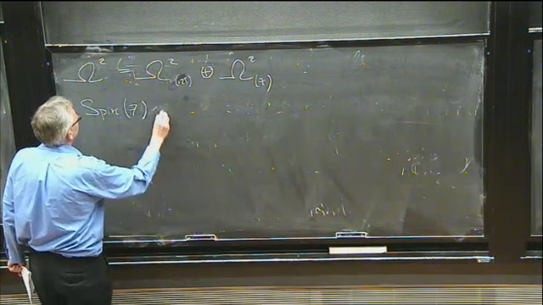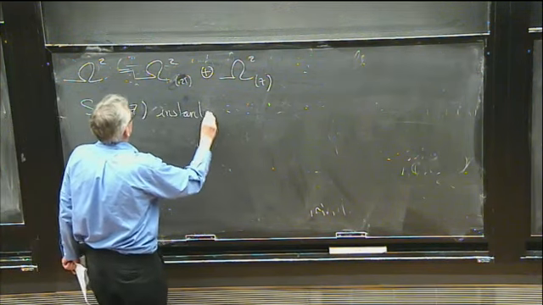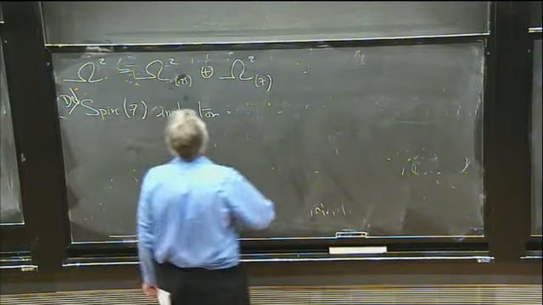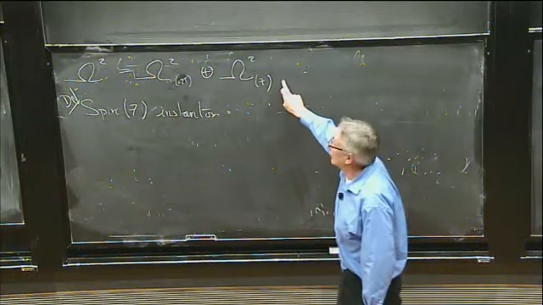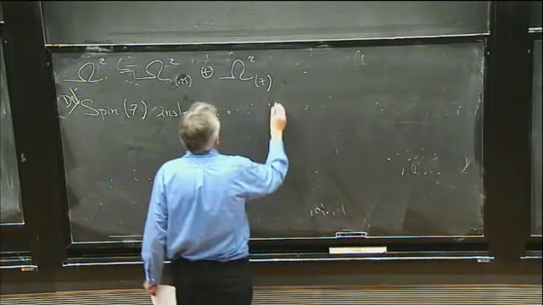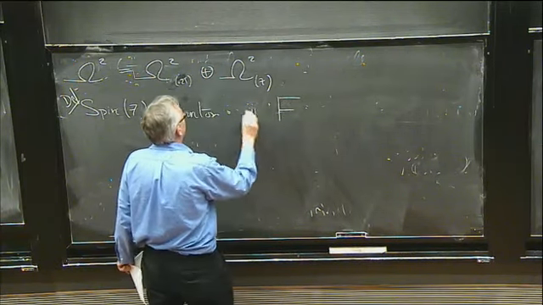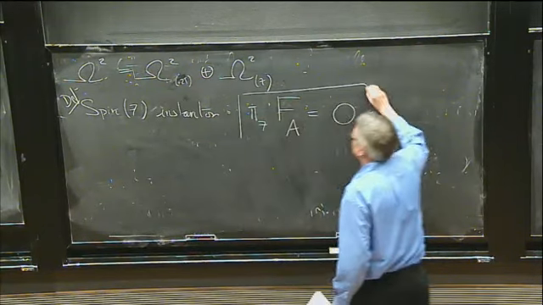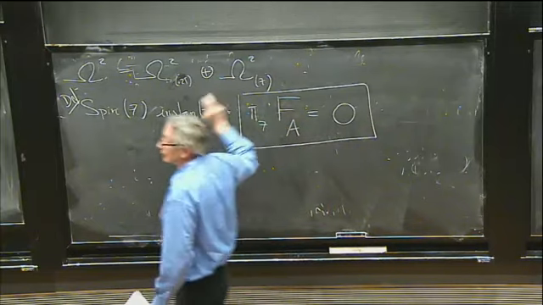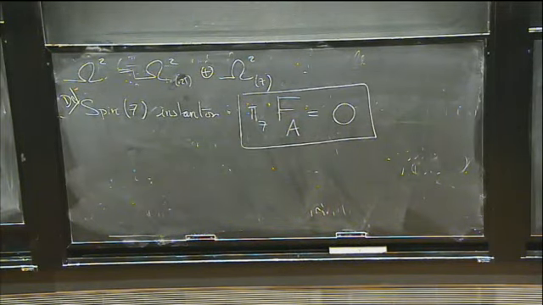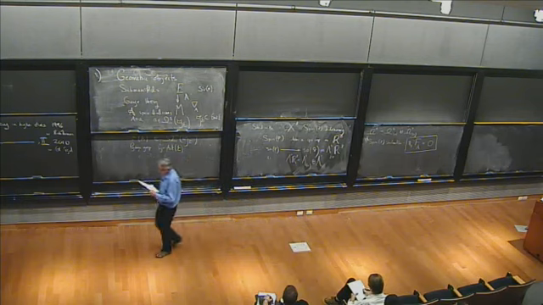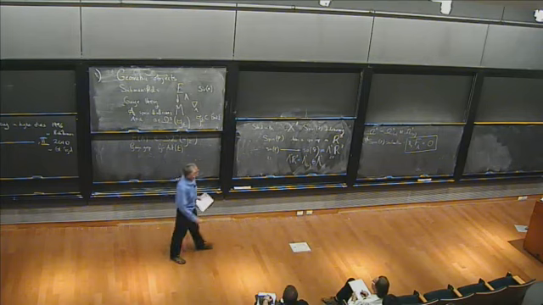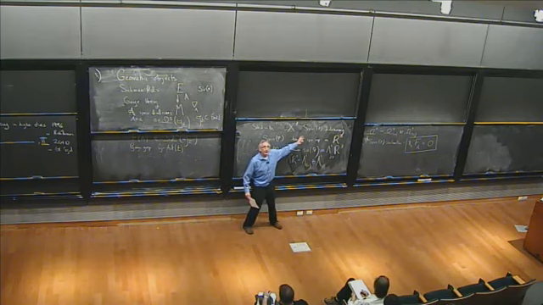A spin 7 instanton, definition, is one where the component in the 7-dimensional piece of the curvature is 0. So let's say pi 7 of F_A is equal to 0 in obvious notation. This is projection onto that part. Right, so that's the definition. Those are the special connections that we have on an 8-dimensional manifold with spin 7 holonomy.